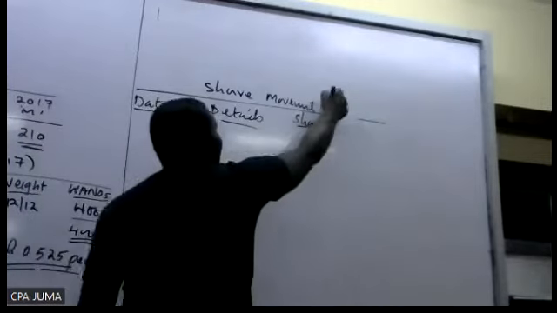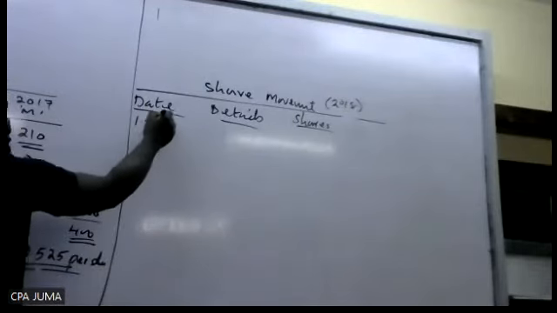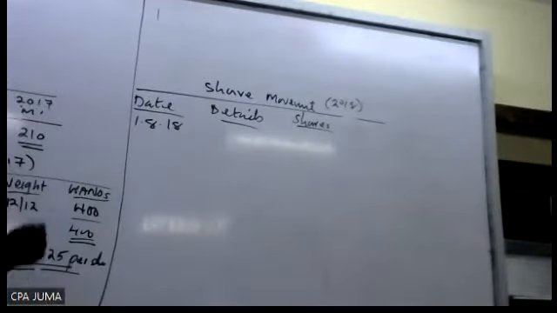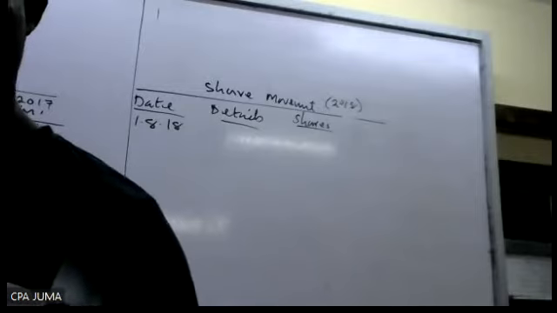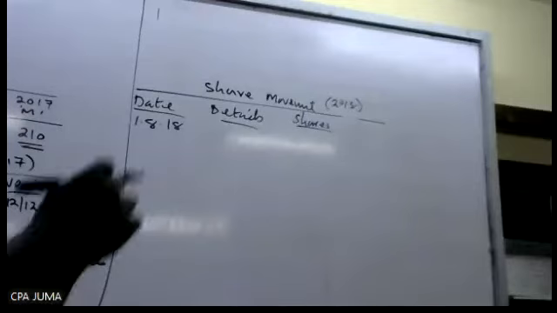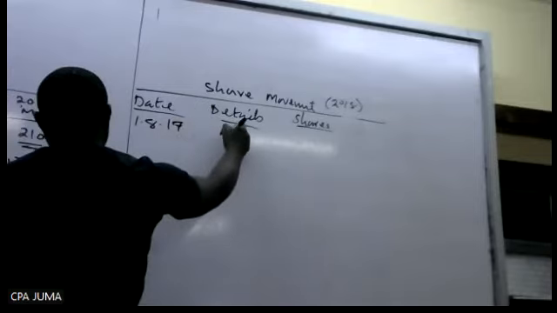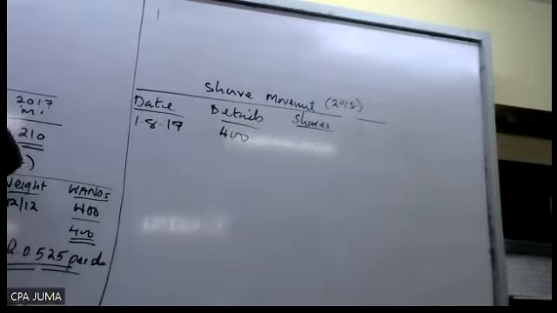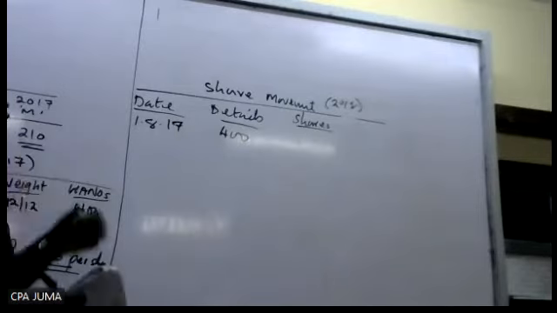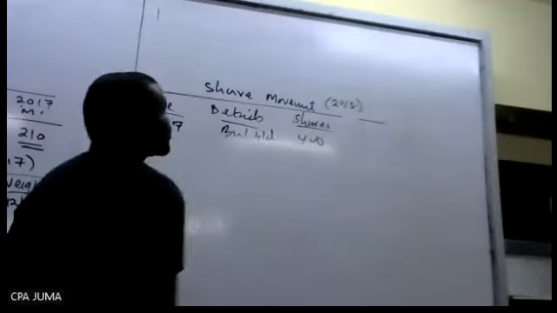So this is 2018. You will start with the beginning of the year, 1st August 2018. Check the ones you closed with in 2017. We closed with how many shares? In 2017, there were how many shares? 400. Yes, 400. Now let's go to the dates.